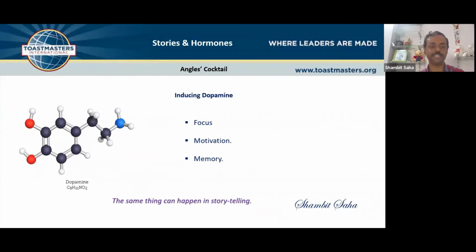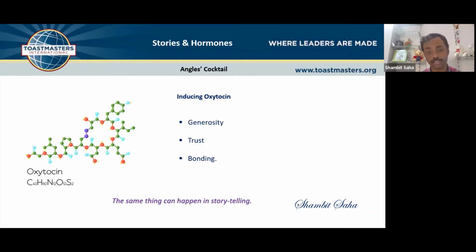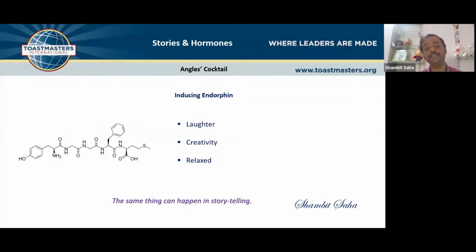We'll see one at a time. Dopamine. This is the chemical structure of dopamine. When you are filled with dopamine, you feel focused, you feel motivated, and you form great memories. All those memory enhancers you get in the market are filled with dopamine because it gives you better memory. If you induce oxytocin, you feel generosity, trust, and beauty. That's why oxytocin is also known as the love hormone. And the third and most important is endorphin. Endorphin gives you laughter, creativity, and makes you relaxed.